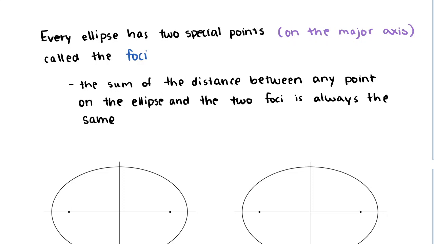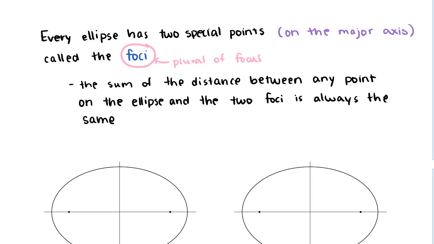So for every ellipse, there are two special points associated with that ellipse. They fall on the major axis, and we call these two special points the foci. This is the plural of the word focus. If we're talking about just one of these points, we'll call it the focus, and if we're talking about both of these points, we'll call them the foci.